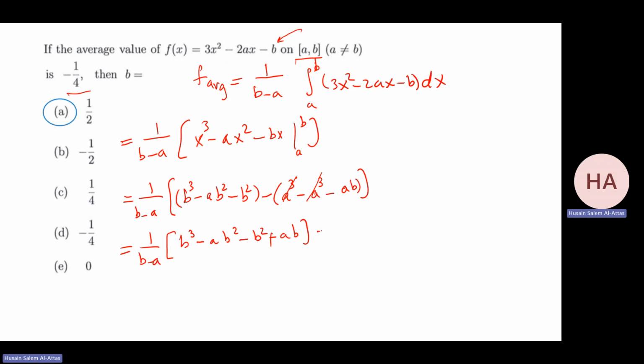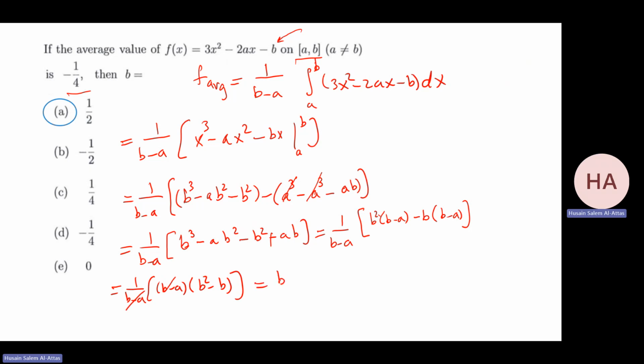So I can simplify this one by grouping. I can take b squared here, I'm getting b minus a. I can take b minus b here, I have also b minus a, just kind of grouping. So that will be 1 over b minus a. I can take b minus a now, common factor. The remaining is b squared minus b. So this is cancelled since a is not equal to b. So I'm getting b squared minus b.